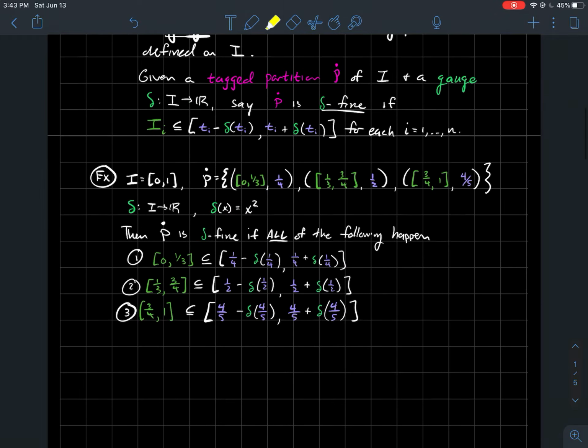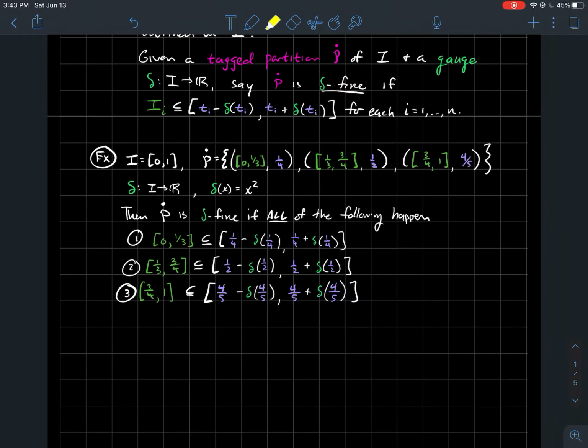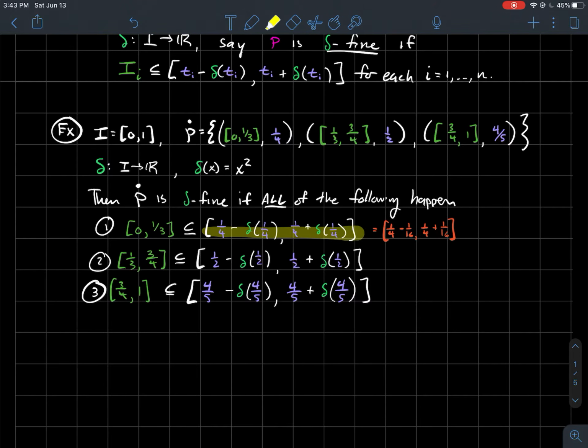So what we'll do is check each of these. I need all of these to be true in order to say that P dot is delta fine. If one of them is not true, then this partition is not delta fine. Well, let's look at the first one. Let's simplify this. What does delta do? Delta just squares the input. So this is the same thing as 1/4 minus 1/16, and this is 1/4 plus 1/16. And so I get 3/16 to 5/16. Is it true that [0, 1/3] is contained in this interval? No, this interval in orange doesn't have 0. So I could stop right here and say this P dot is not delta fine when delta is x squared for this function.